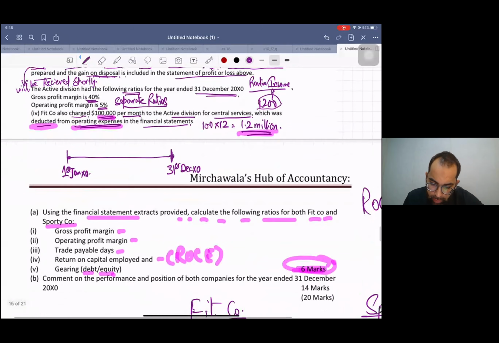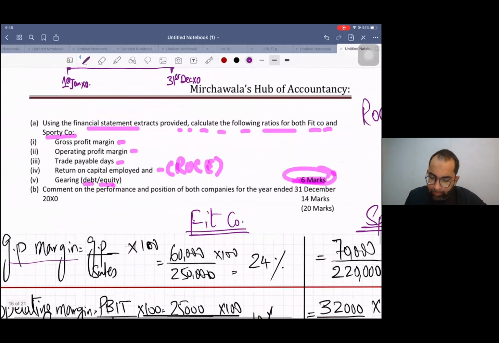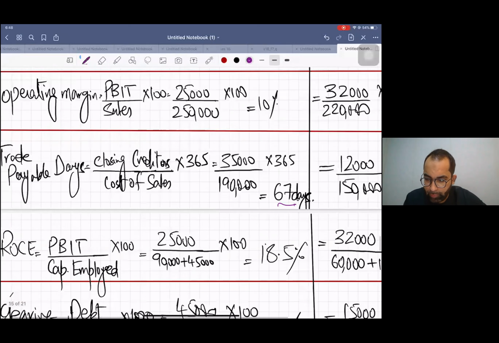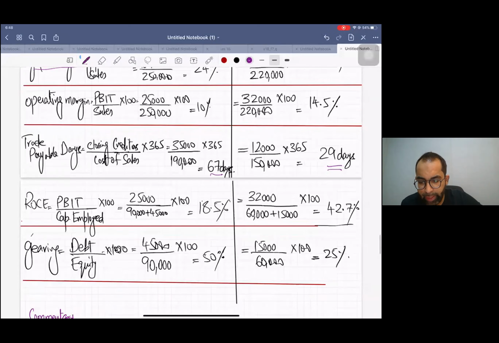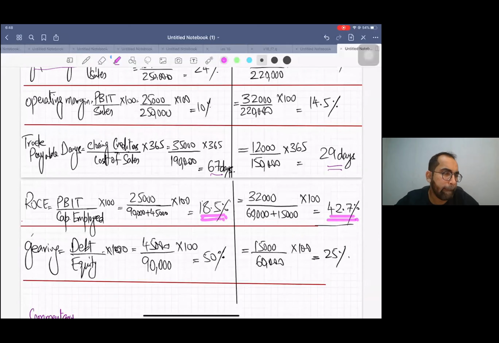Now, see this, your PBIT. Look at the screen, please. Your PBIT is 25,000 over debt plus equity into 100, which is 18.5%, and this is 42.7%.